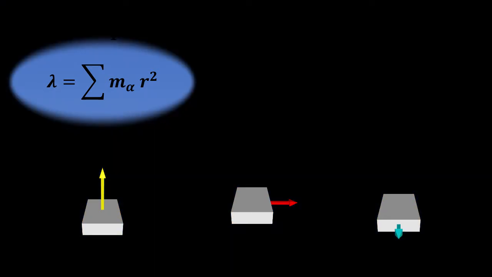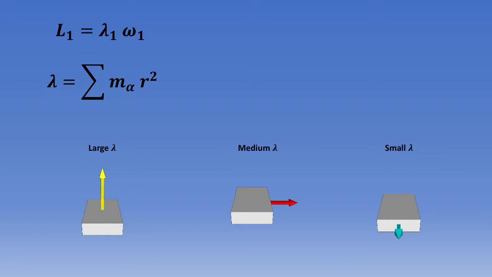Its equation shows that the more mass there is away from the axis of rotation, the larger the moment of inertia will be. So for our cards, we have a large moment of inertia, a medium moment of inertia, and a small moment of inertia. Last but not least, the angular velocity of our rotating object is just how fast it is spinning. Now you know how to quantify the rotation of an object, namely through its angular momentum, moment of inertia, and angular velocity, around one of the three principal axes.